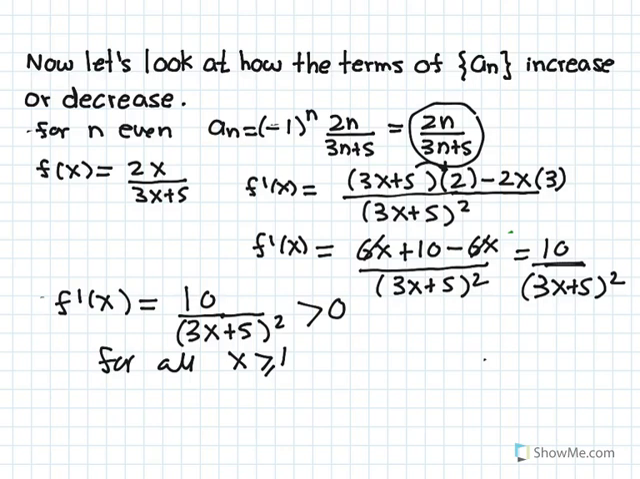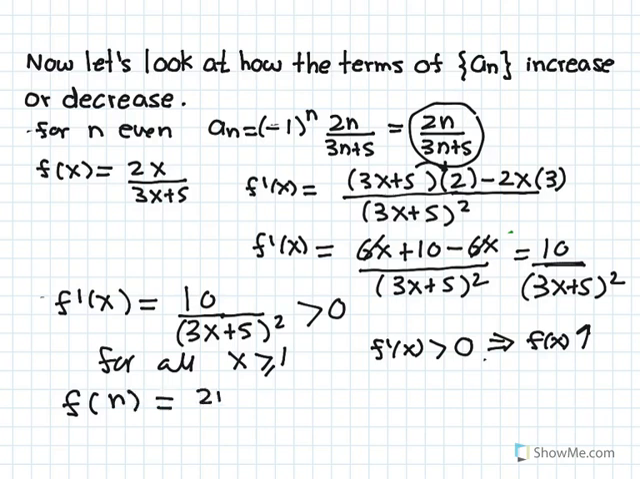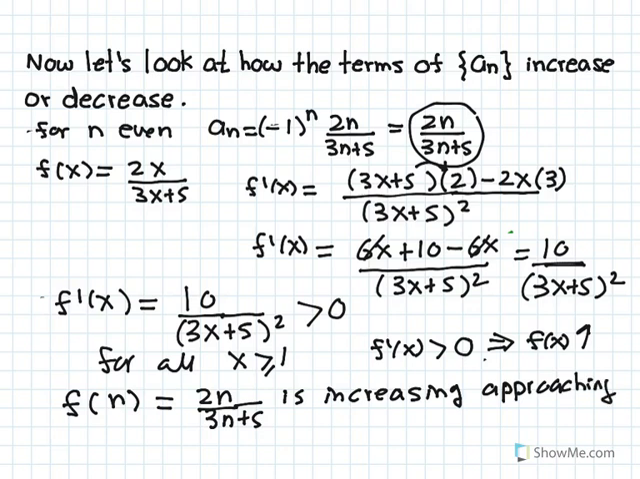The reason is because if the derivative is positive, f prime of x is positive, this implies that the function f of x is increasing. That means f of n, the sequence f of n, equal to 2n divided by 3n plus 5, is increasing, and we already showed that it's approaching 2/3. This sequence is approaching 2/3 by dividing by the highest power. We showed that earlier. So this sequence is an increasing sequence approaching 2/3.